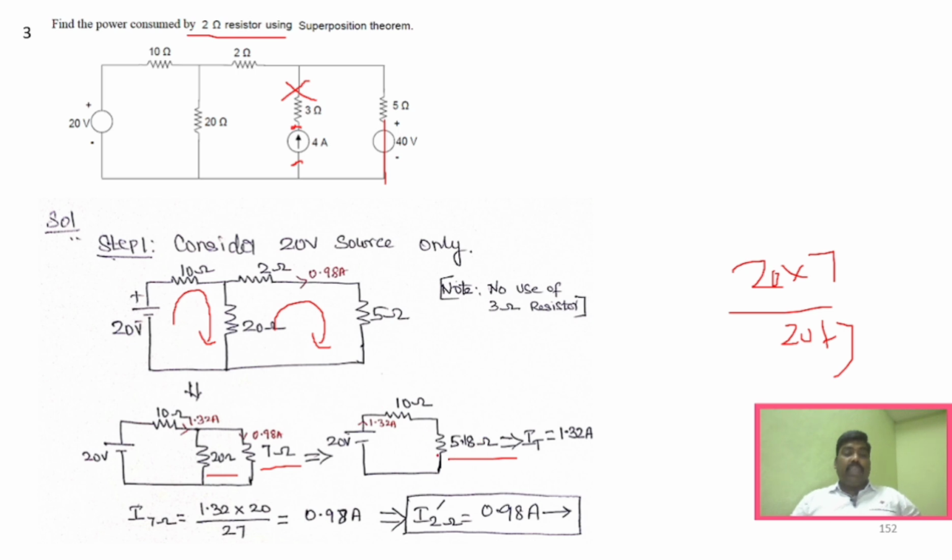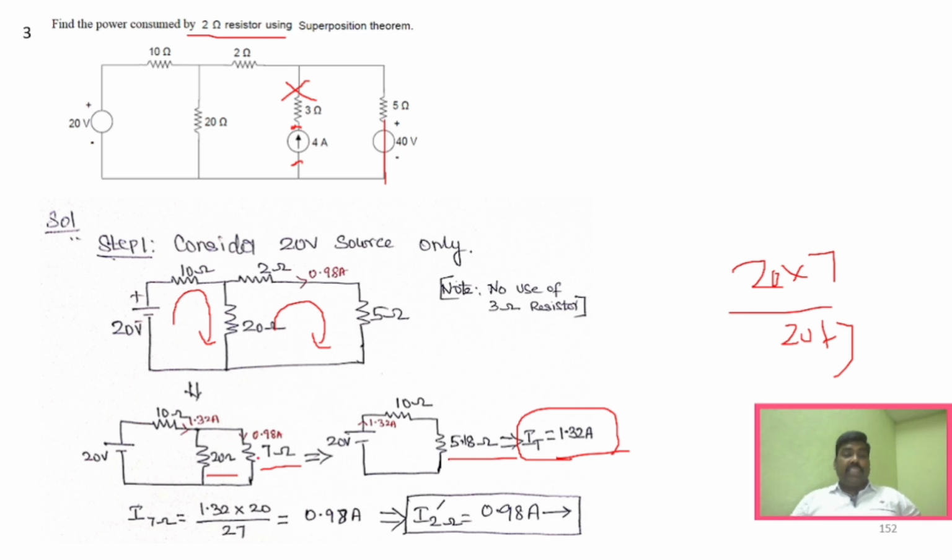And again now this becomes series, right? Now we need to find out the total current. What is the total current? V 20 divided by this 10 plus 5.18. It will give you 1.32. This is the overall current. But what we need to find out? We need to find out the current across this particular resistor, right? That is this resistor.